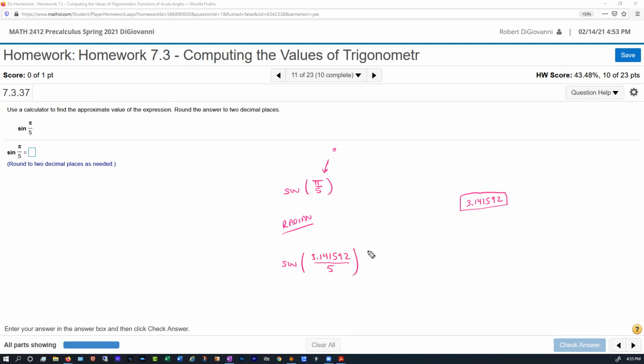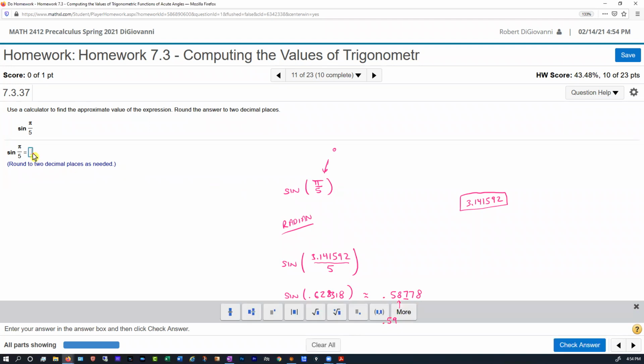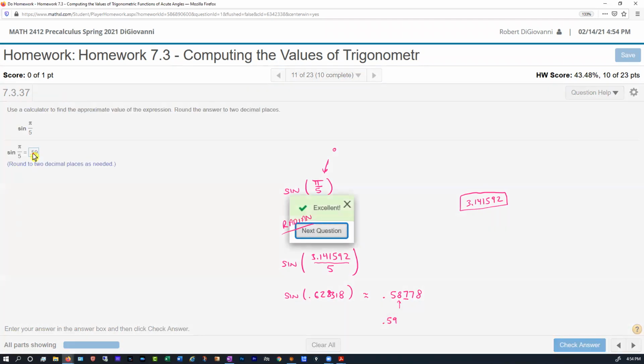Let me see, when I divide that by 5, I have to do that before I hit the sine button. I get 0.6283, something like that. And then I take sine of that, and I get approximately 0.58778, something like that. I want to round to 2 decimal places, so I look at that 8, I go to the right, there's a 7, which means I want to round that 8 up to a 9. So I'm going to go with 0.59.